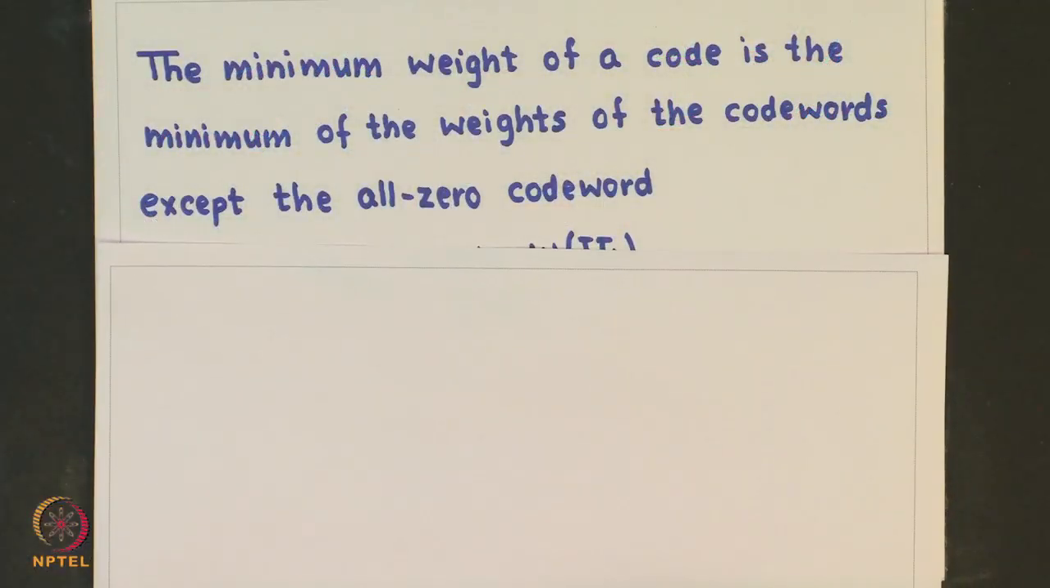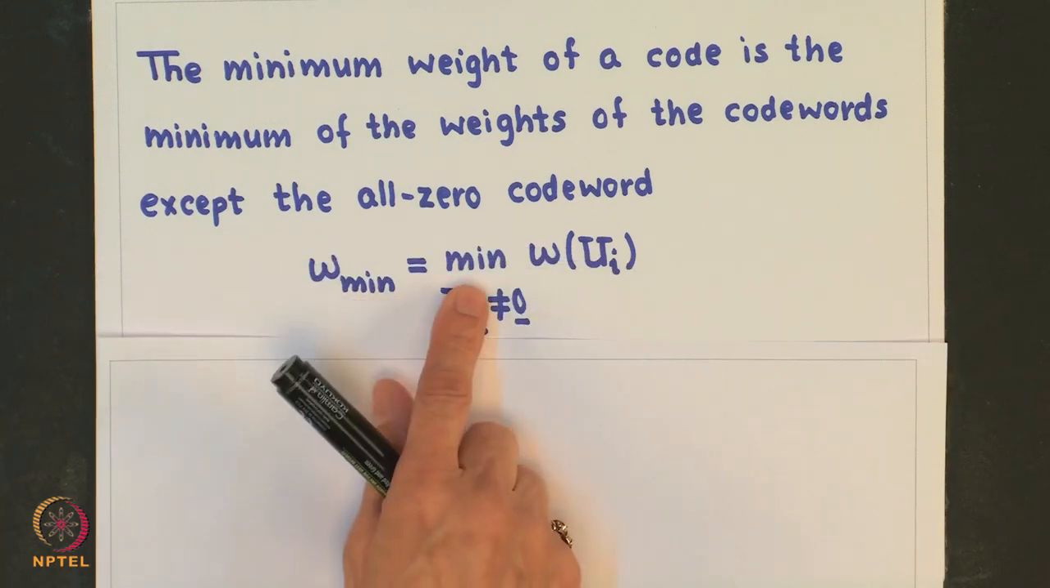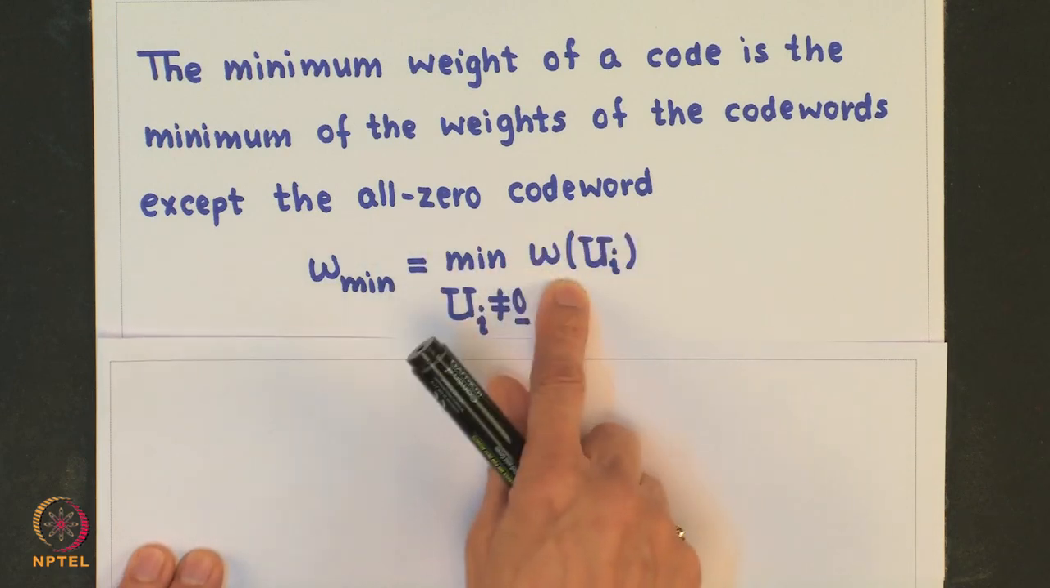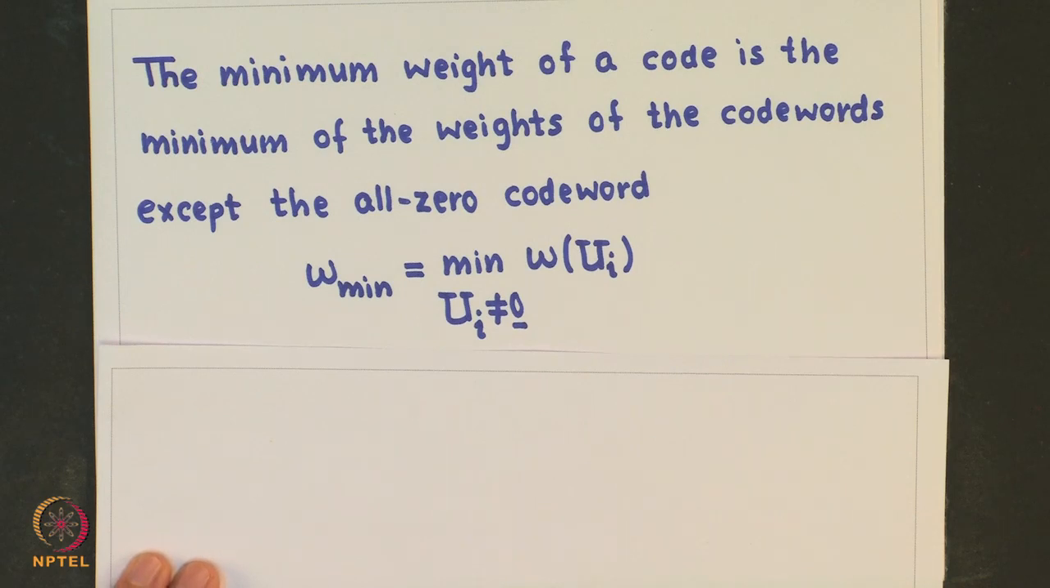Now, the minimum weight of a code is the minimum of the weights of the code words which are there in the code except the all zero code word. So, w minimum is the minimum of this weight where Ui is not equal to the all 0 vector, because all the linear codes will have the all 0 vector as one of the code words. This we have seen in the earlier class. This is a requirement for the code to be linear.